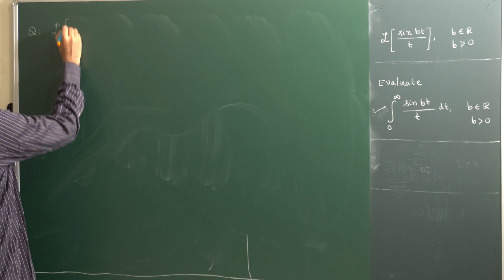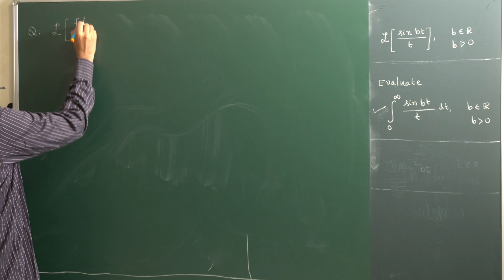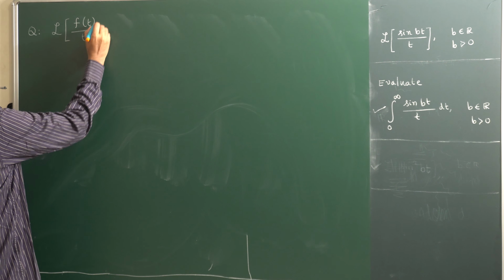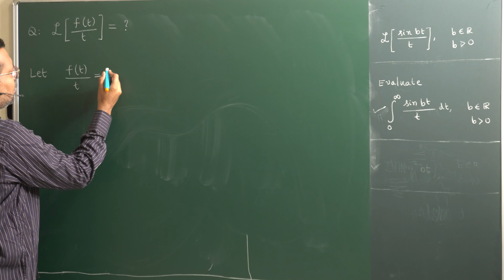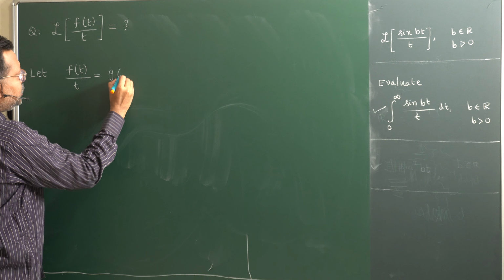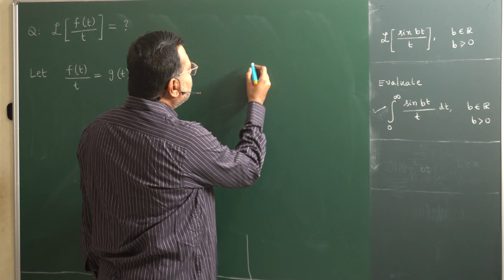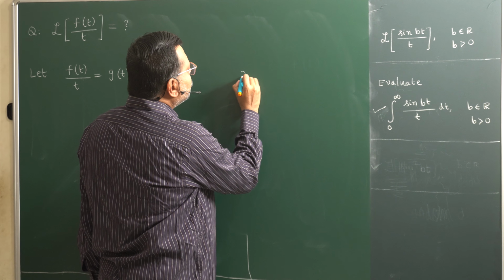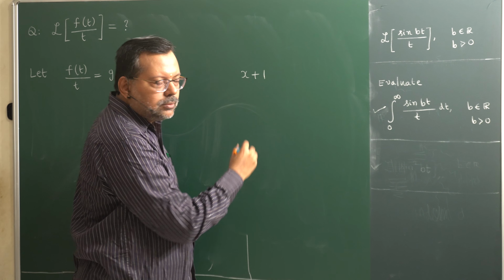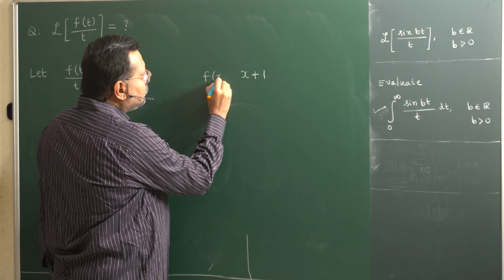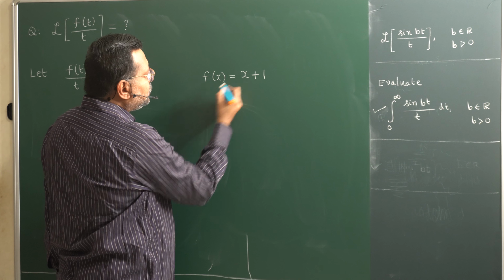Find out the Laplace transformation of f of t divided by t. Let us call it by a different name called g of t. Okay, so you can now understand. For example, let us say x plus 1. Okay, x plus 1 is f of x. That is your function.